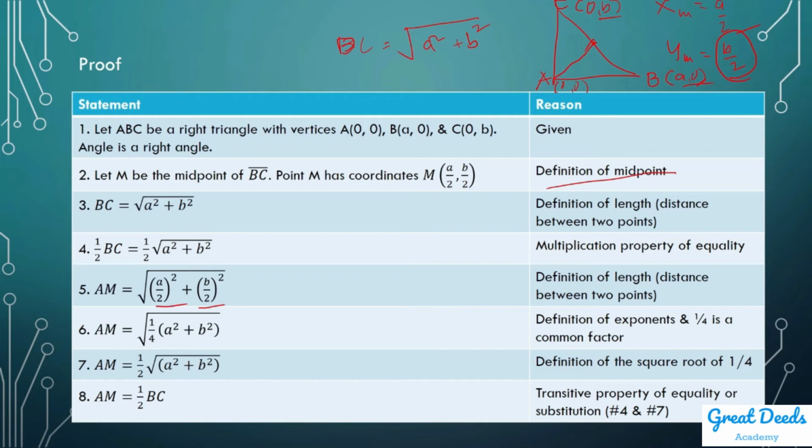The length of the median is equal to 1/2, look at that, 1/2 of the length of the hypotenuse. Reason: transitive property of equality, or simply substitution.